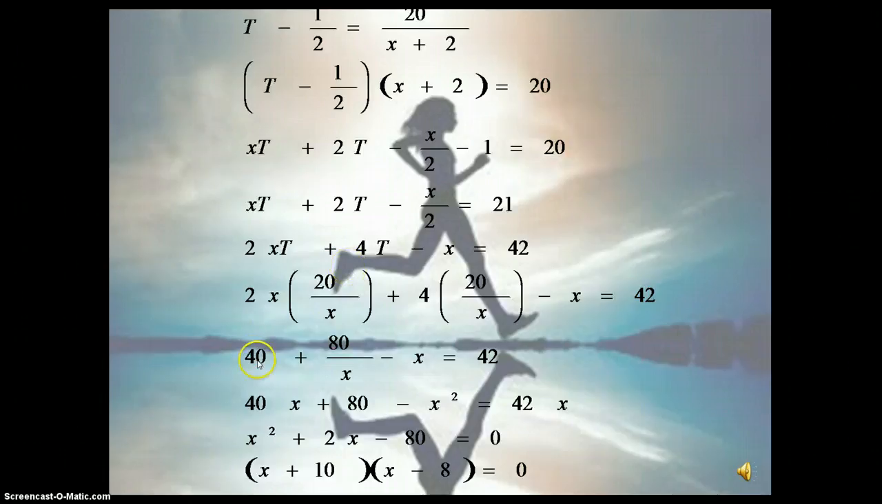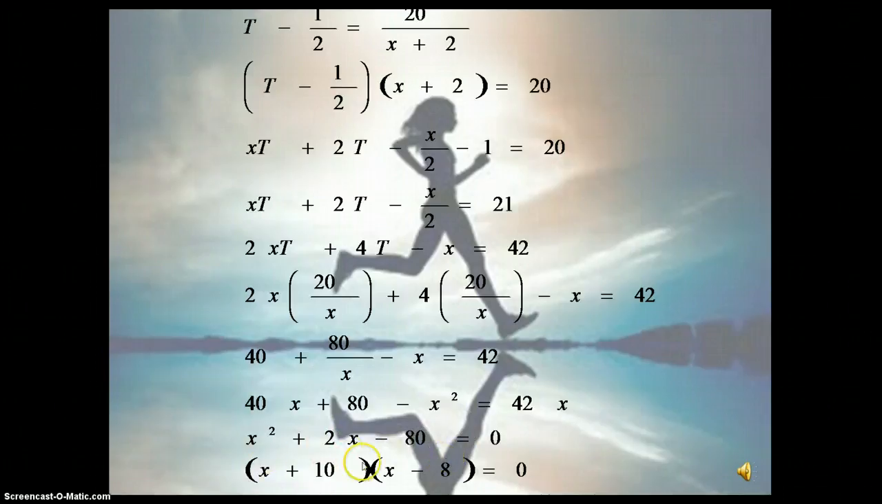We times all that out, we've got 40, because the x's cancel out, plus 80 over x minus x equals 42. Now if we times the x out here, we've got 40x plus 80 minus x squared equals 42x. Rearranging everything onto one side, we've got the quadratic equation x squared plus 2x minus 80 equals 0.